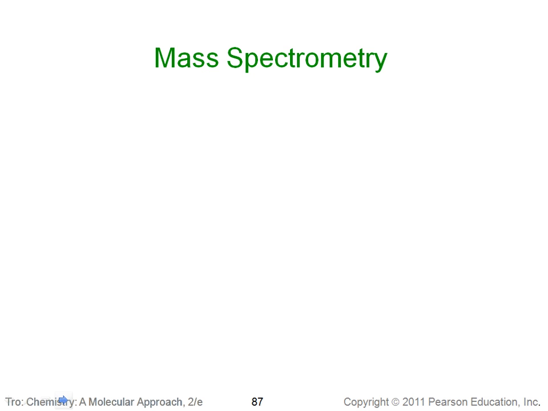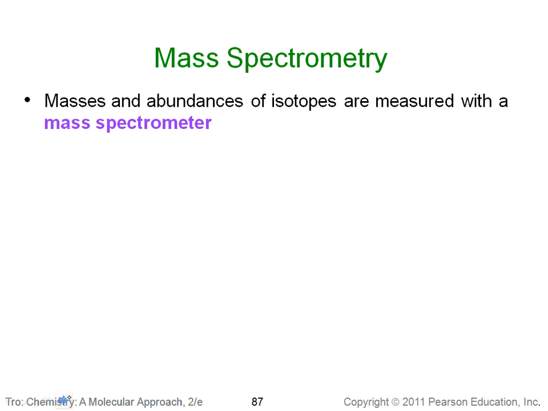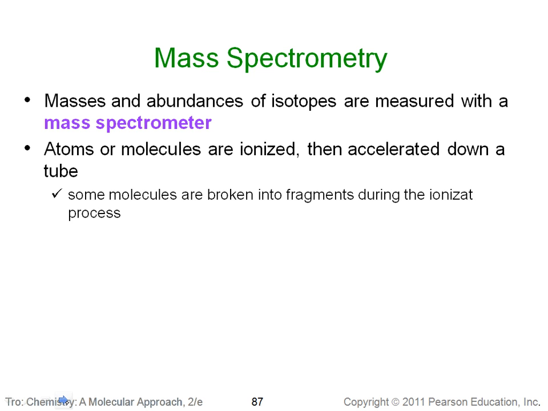Now this slide is called the mass spectrometry slide. You may be asking, how do we determine the mass, or be able to distinguish the mass between two different atoms, and those two atoms having the same chemical and physical properties, the only difference being the neutrons? Well, we have a machine that can do that. It's called a mass spectrometer. And the mass spectrometer is able to measure the differences in masses of two isotopes.